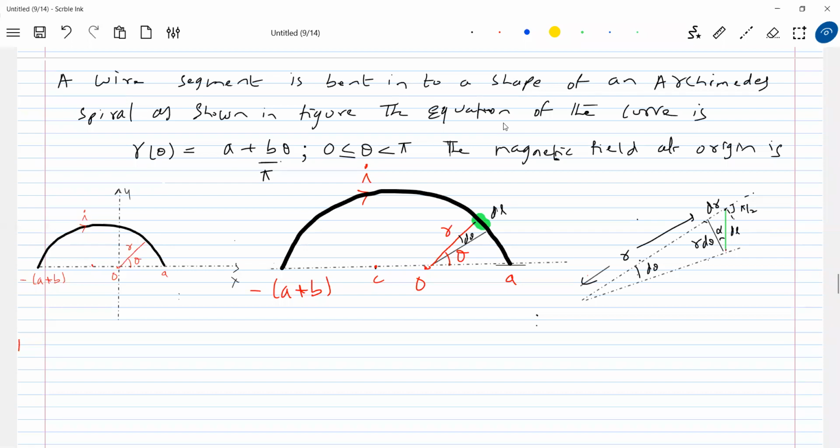Okay, so identifying that one. That green color is what I'm showing, the dl. So this is the length dl. Okay, let's write the Biot-Savart equation.